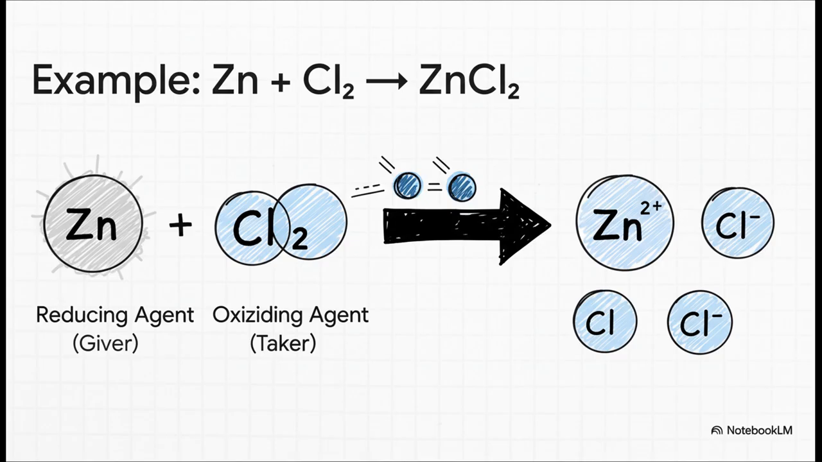Let's look at another quick example to lock this in. When zinc metal reacts with chlorine gas, the zinc atom is the one that loses electrons, so it gets oxidized. That makes zinc the reducing agent. The chlorine molecules gain those electrons, so they get reduced, which makes chlorine the oxidizing agent. See? The giver is the reducing agent, the taker is the oxidizing agent. You'll get the hang of it.